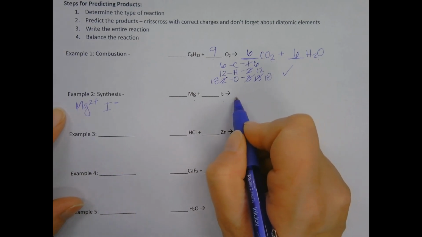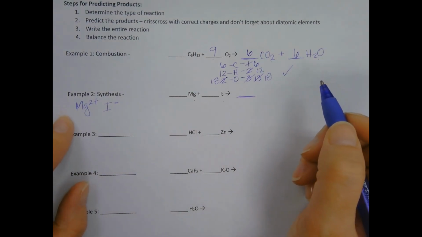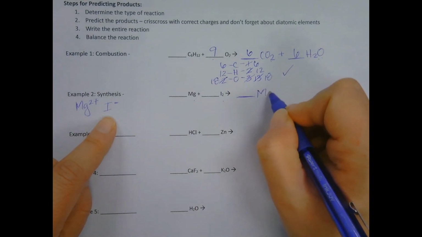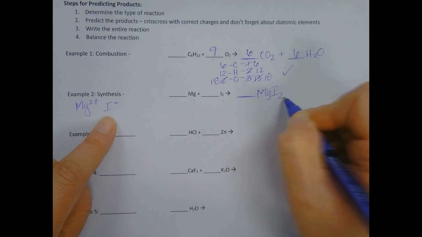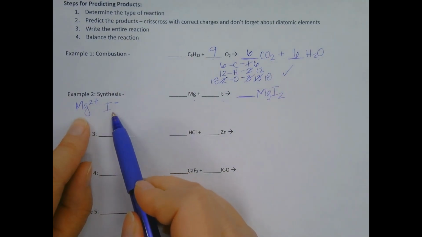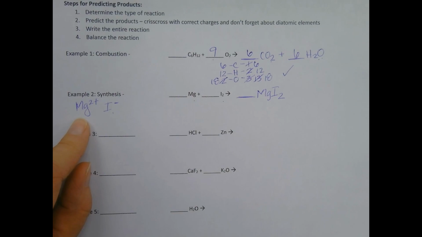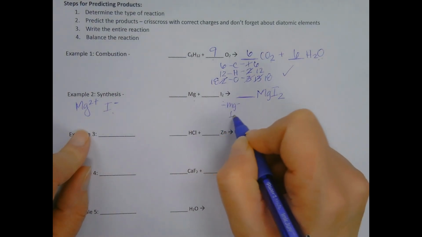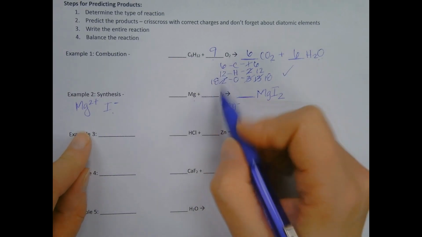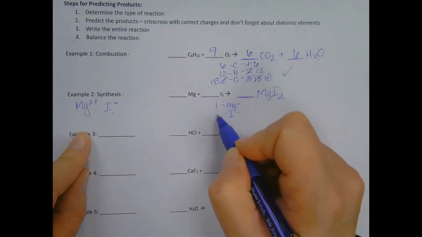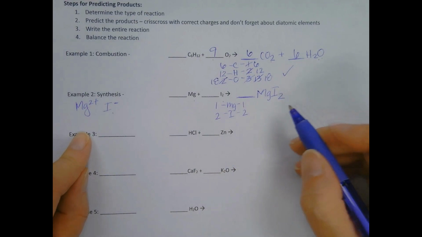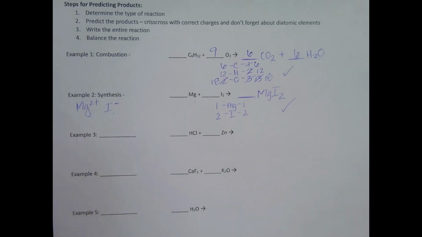Over here on the right, I'm going to draw my little line so I have somewhere to balance if I need it. And then I'm going to crisscross Mg and I. For every 1 magnesium, I need 2 iodines. So the 2 drops, the 1 drops, so MgI2. To check if I need to add any coefficients, I'm going to write out my symbols and count. I have 1 magnesium as a reactant, 2 iodines as a reactant, 1 magnesium as a product, and 2 iodines as a product, so we're already all balanced. So that was a synthesis reaction.